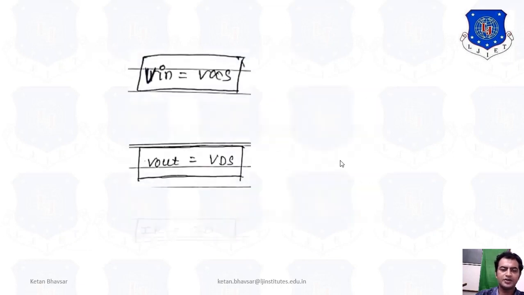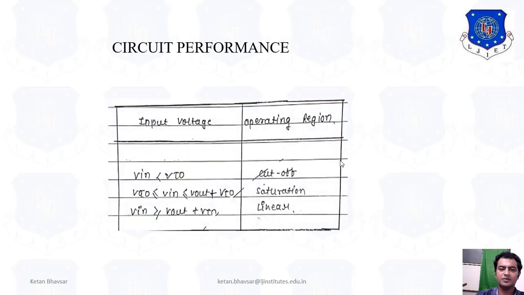Now, circuit performance. We have three operating regions: cutoff, linear and saturation. If V in is less than VTO, it is in the cutoff region, below the threshold voltage. If the input voltage is greater than the threshold voltage, a channel will be formed and it is in the linear region. But as you increase VDS in terms of V in, when VTO is less than or equal to V in, which is less than or equal to V out plus VTO, it is in the saturation region. So we have three different operating regions: cutoff, linear and saturation.